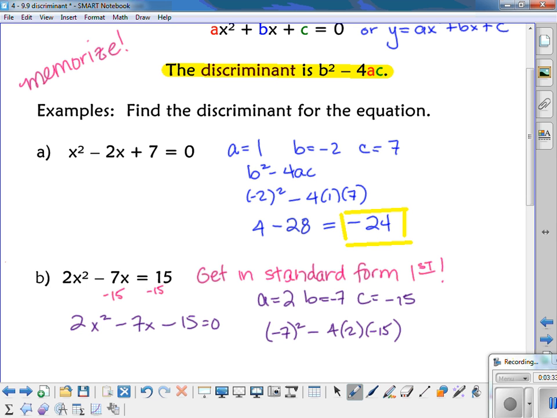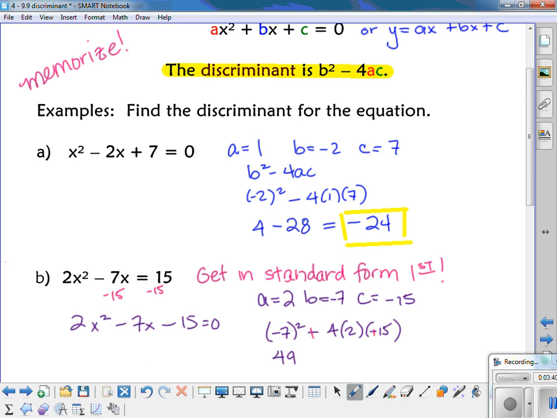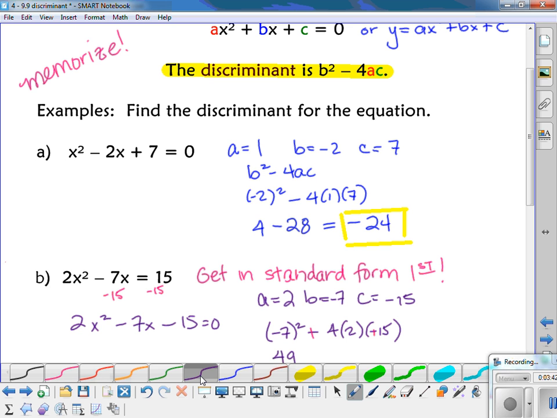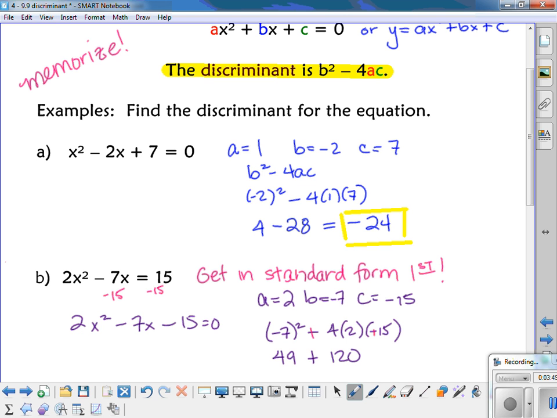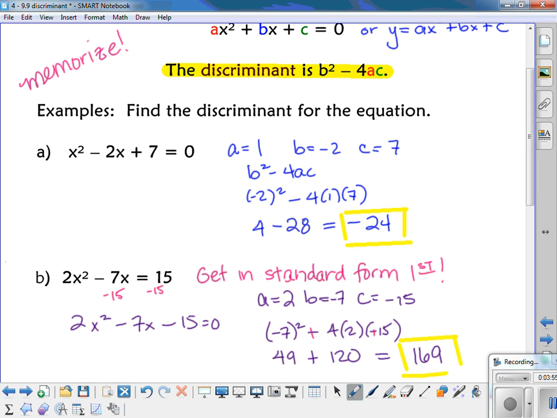So if I multiply that out, that's 49. And then because I have a negative times a negative, this becomes positive. So that's something you want to watch out for when you're doing these. So pay attention to your signs. So 4 times 2 times 15 comes out to 120. And so if I add those together, I get 169. So the discriminant for that one is 169. Okay. Any questions so far?